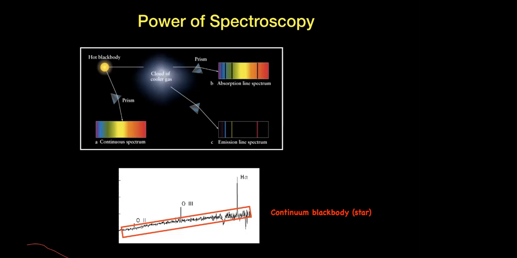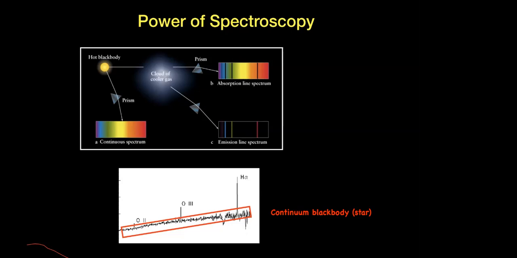And then, let's say this cloud goes nearer to the star, and it has some other sources nearby. So this cloud can get heated up by the radiation from the star or some other source. Then this cloud would emit radiation by itself, so it will emit an emission line spectrum. So this is an example of a spectra.